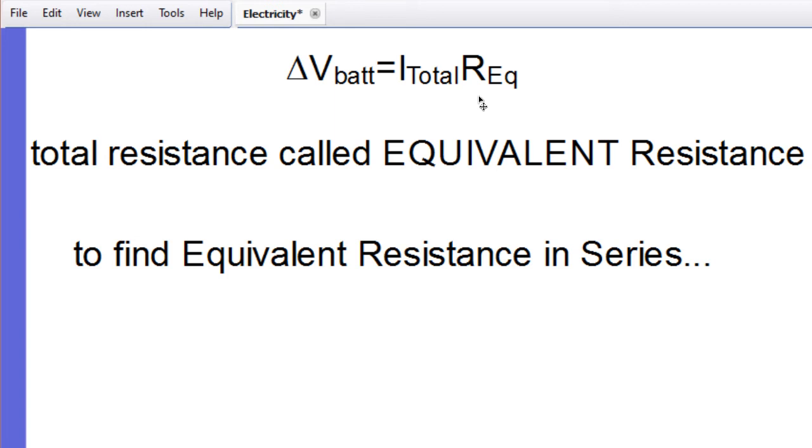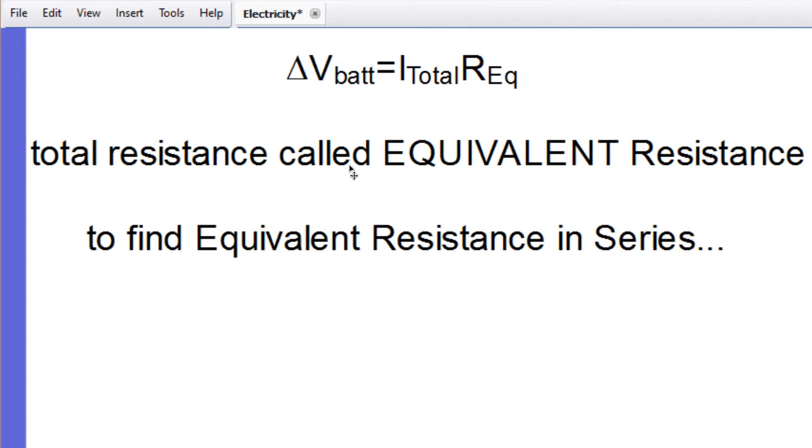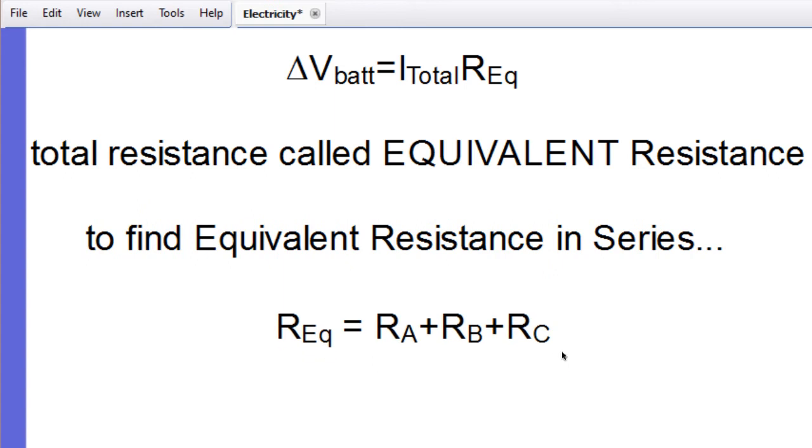In other words, we know we have more than one resistor. We're going to pretend it's just one. What is the resistance if we just had one? What would be the equal resistance? All right, well, how do we find the equivalent resistance in a series circuit? It's pretty easy. You just add them all up.